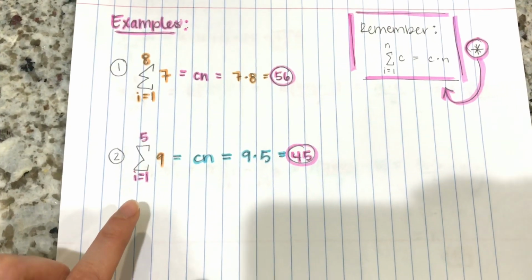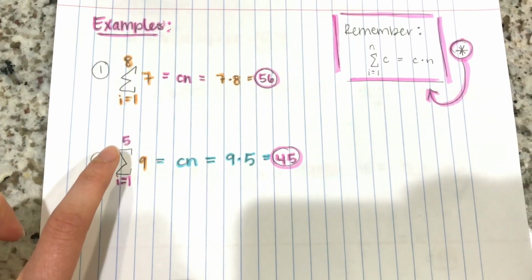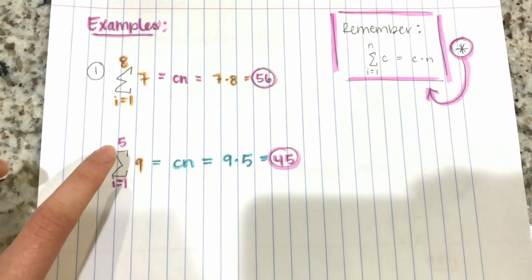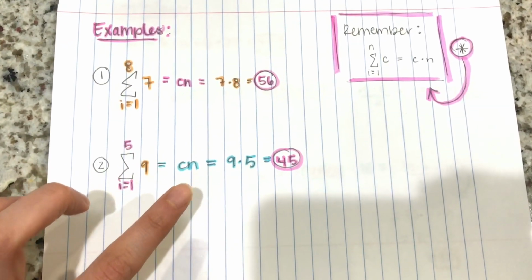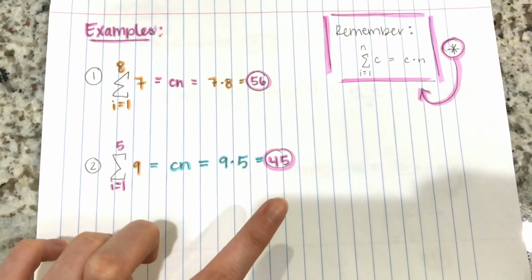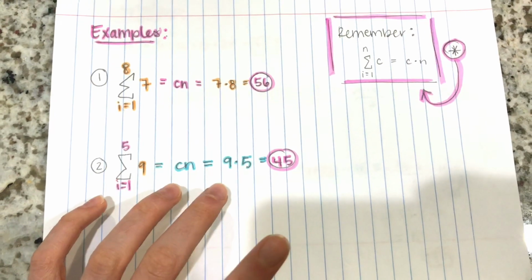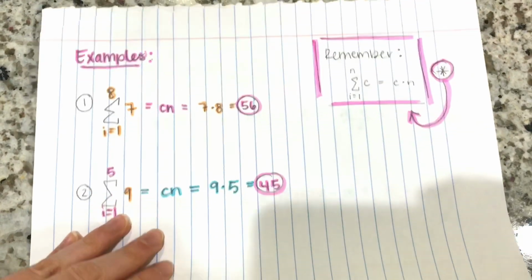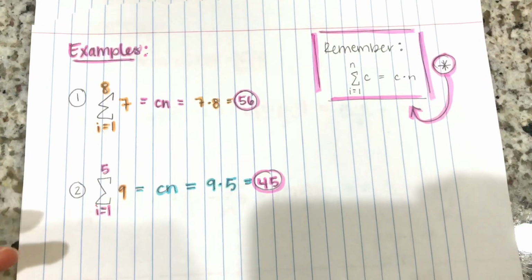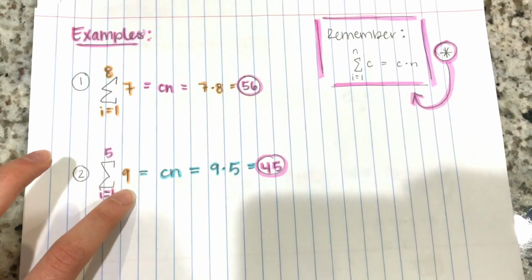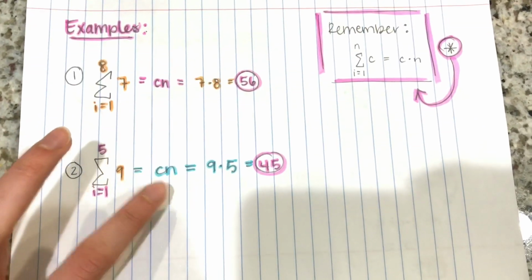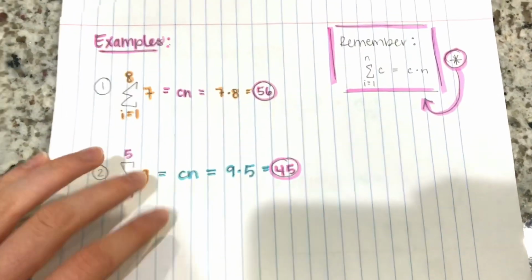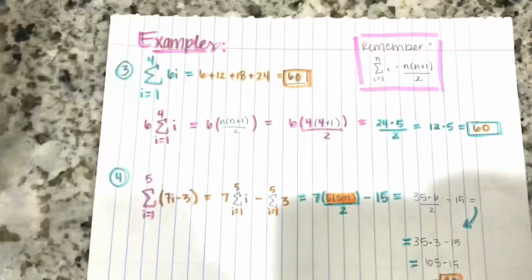Second problem, we are starting at 1 and our ending point, our nth term, is 5, and we have a constant of 9. So I again use the formula C times n, which is 9 times 5, or 45. So the sum of this particular problem is 45. For constants, you're basically adding this constant number n times, which is why we use this formula, just so you understand the background behind it.